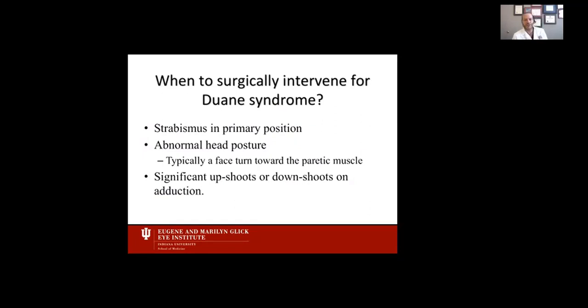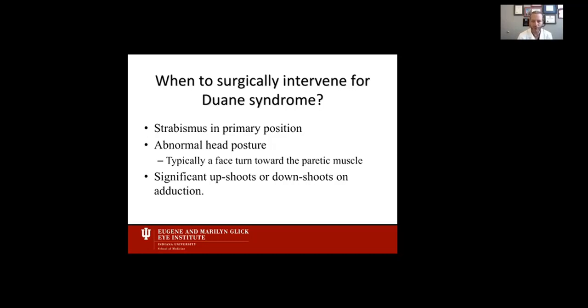Now, when do you surgically intervene for Duane syndrome? It's not automatic. This is like Brown syndrome. Just because they have the problem doesn't mean you need to operate. You need to decide who's a good candidate for surgery. Well, if you have strabismus in the primary position, that's a good reason to operate.